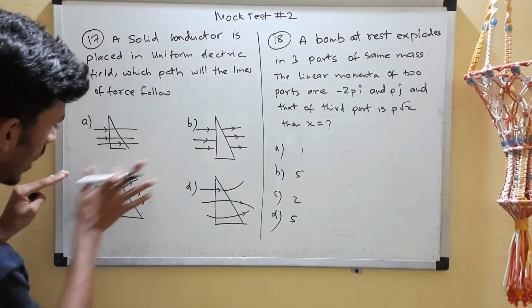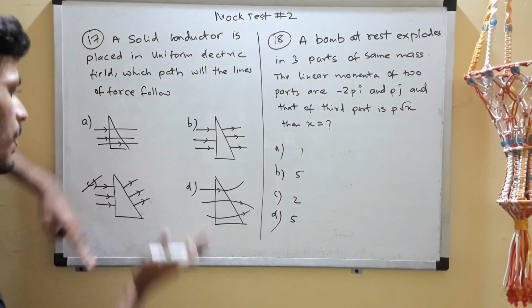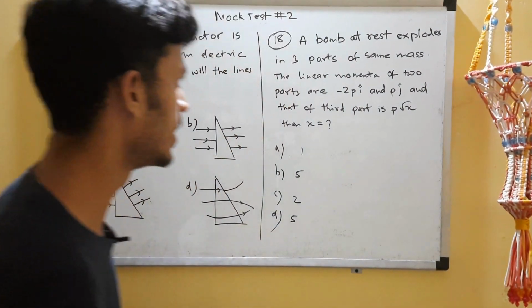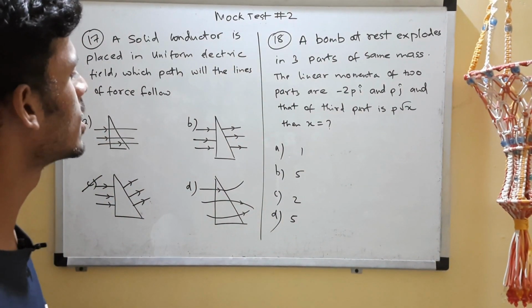Here it is perpendicular, and here also to the incline it's perpendicular. Okay, so option C is correct. Again, here it's passing through, so option D is incorrect. Now let's come to question number 8.